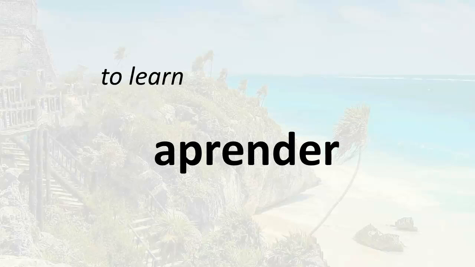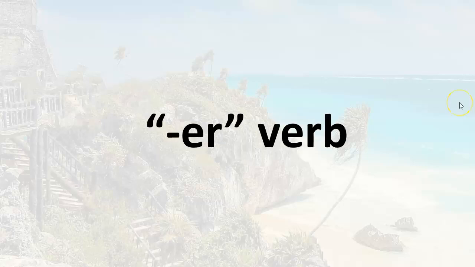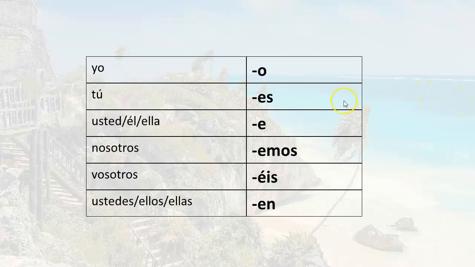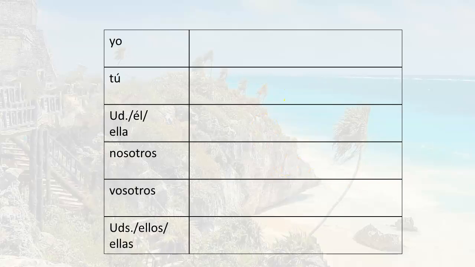Hello everyone, welcome. Let's continue our study of regular ER verbs in the present tense in Spanish with the verb aprender. Aprender means to learn. It's a regular ER verb, so the endings that you already know you'll use to conjugate the verb. Remember, all you have to do is remove the ER and you're left with the root, and then you add the endings to the root, and that's how you conjugate it.